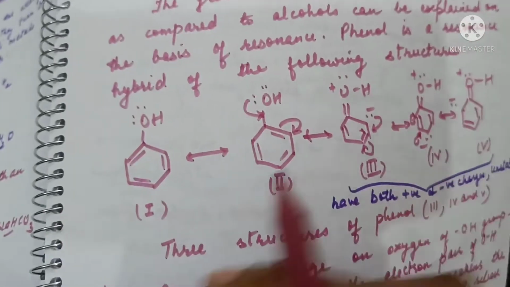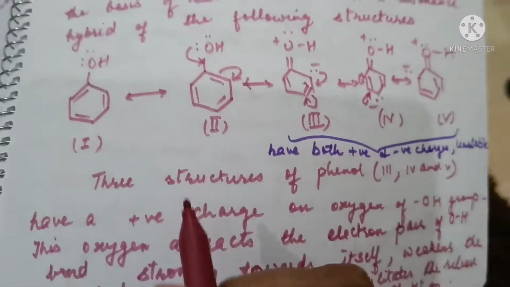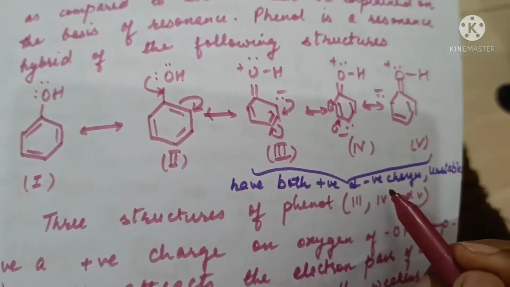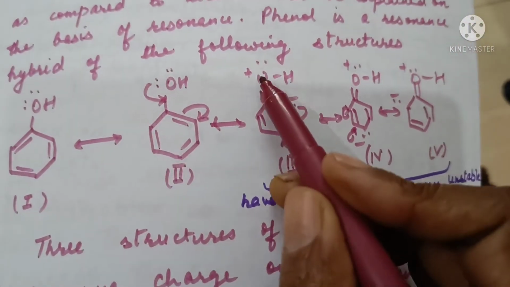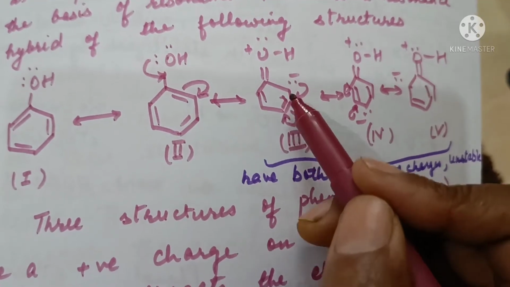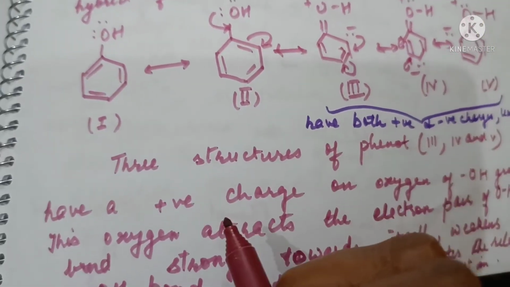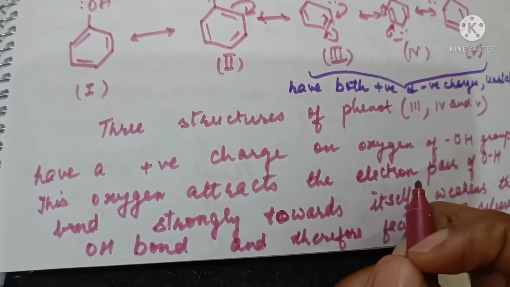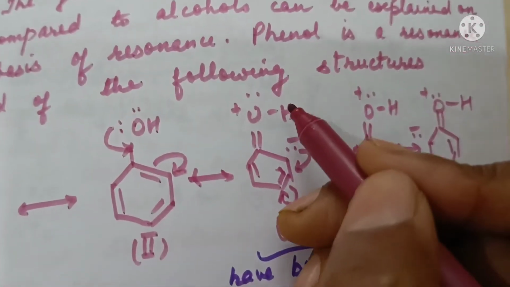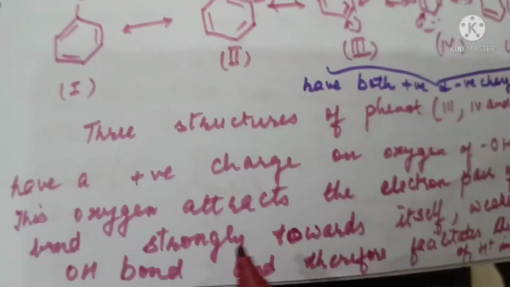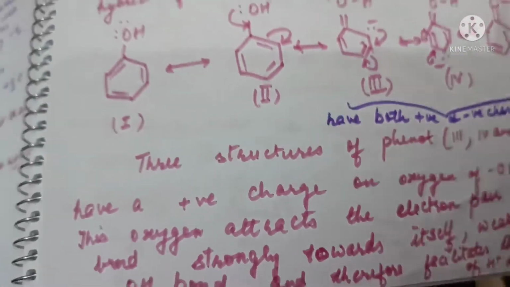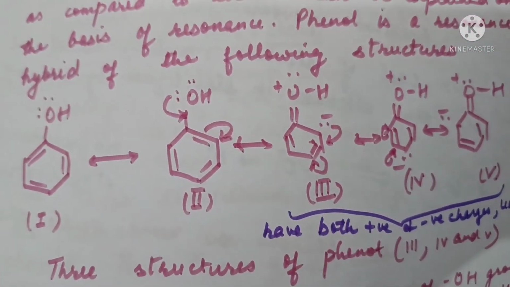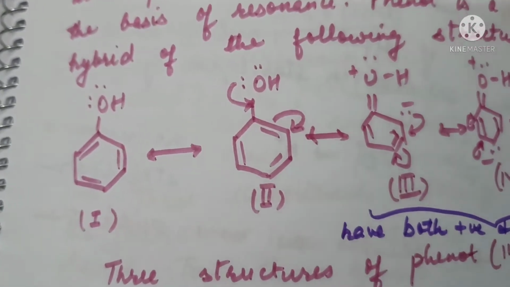So out of the 5 resonating structures of phenol, we see that structures 3, 4, and 5 have a positive charge on the phenolic oxygen and negative charge in the ring. So these 3 structures will attract the electron pair of the OH bond strongly towards themselves because of the positive charge and facilitate the release of proton. So phenol, because of resonance, will tend to release the proton.